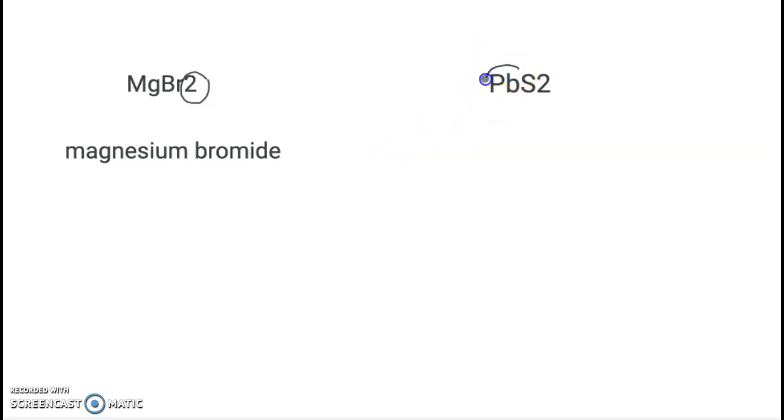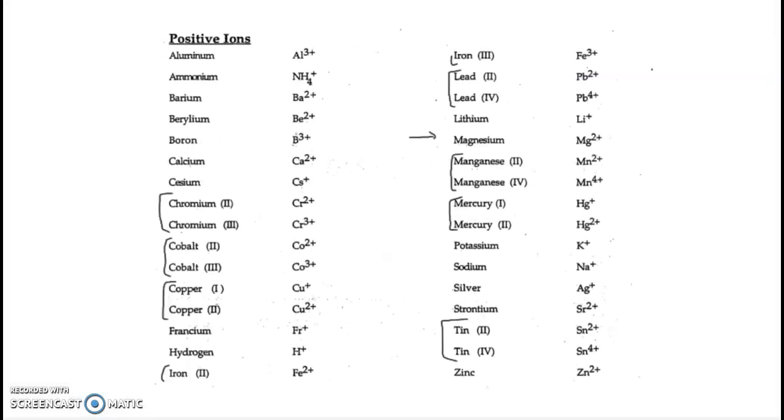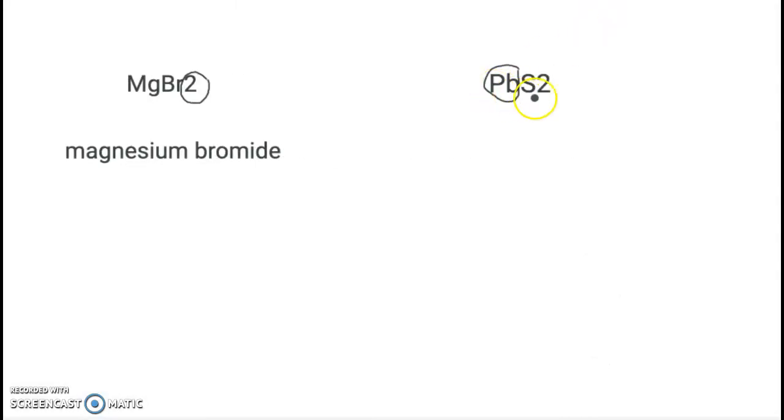Now with PbS2, we want to look up lead. Going back to our list of ions, lead is right here. Lead needs a Roman numeral. It can either be a positive 2 ion or a positive 4 ion. So then we have to determine, well, which one is it going to be?